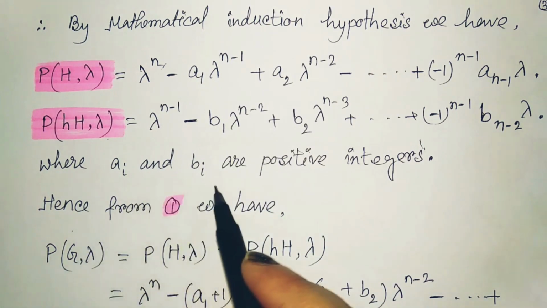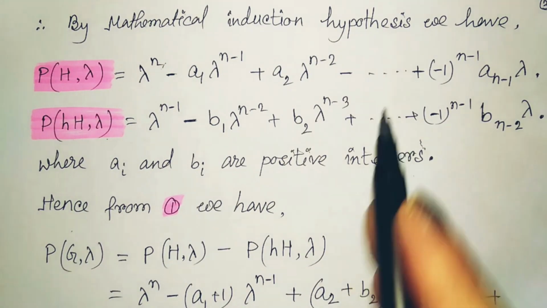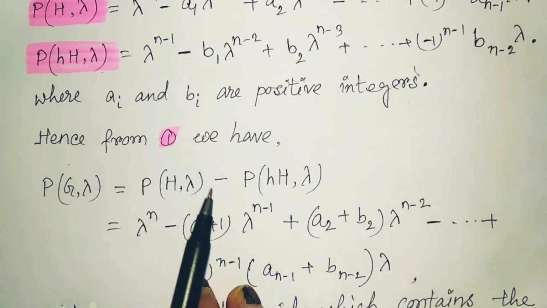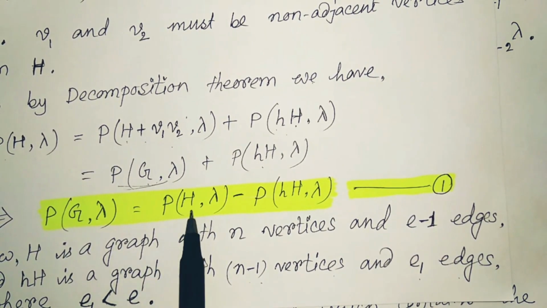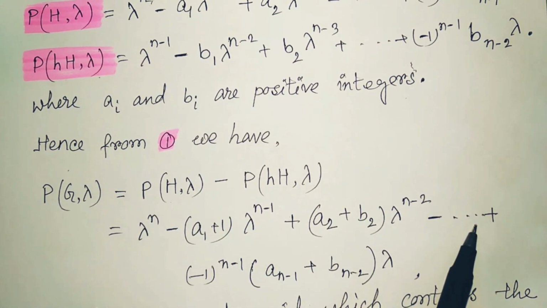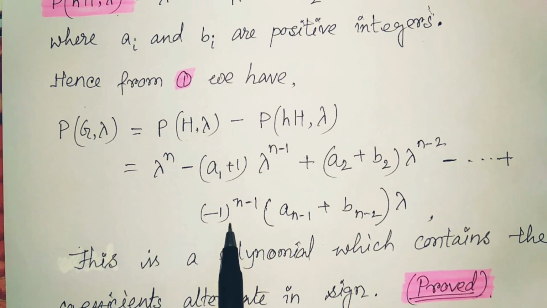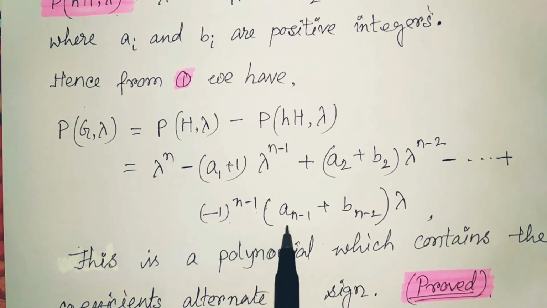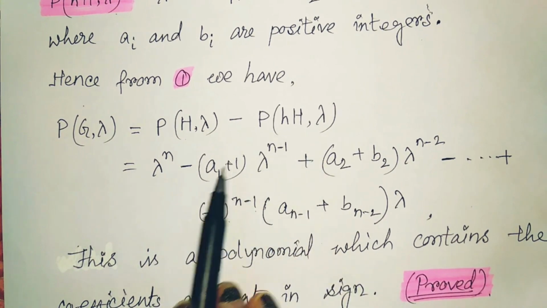Here ai and bi, that means all these coefficients are positive integers according to our consideration. So hence from equation number 1, I hope you can remember, this is our equation number 1. From this equation, now if we substitute these two values, then we will find out the first one for this one, and for the second one it is minus of 1, then to the power n minus 1, then the remaining. That is what we will find out from here. So this is a polynomial, just substituting and simplifying.